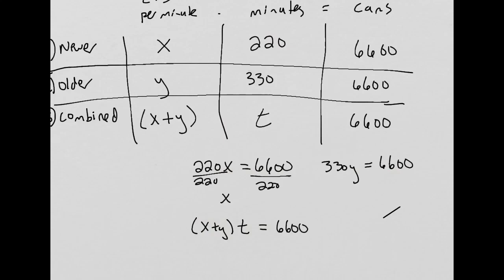If we do that, we get x equals 30. In the next equation, divide both sides by 330, and that gives us y equals 20. So now when I'm solving this bottom equation, I'm just going to plug in my x value and my y value, and then we're going to solve it for t.